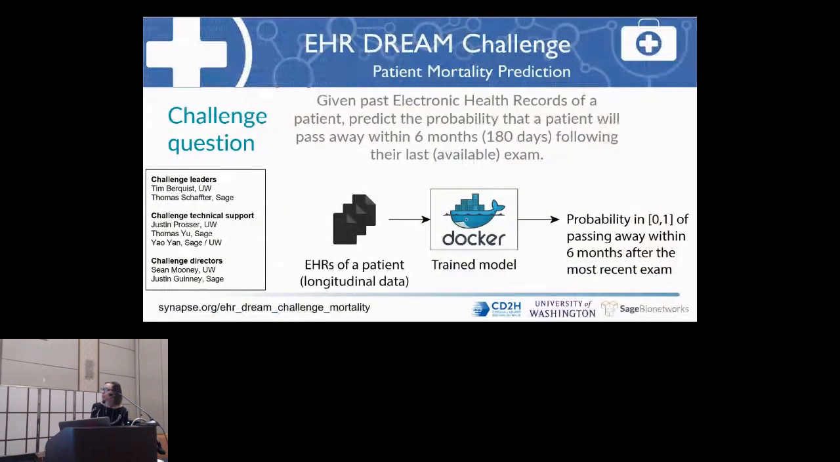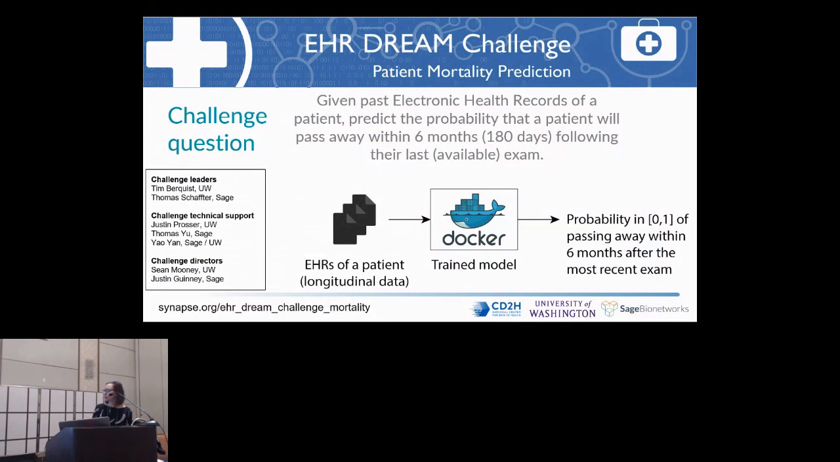All right, so a few DREAM challenges that were going. Some of these happened before COVID and before the N3C, and then I'm going to end on a few things that we have going on right now. So this was an EHR DREAM challenge that was led by Tim Berquist at UW and Tom Schaefer at Sage. This was before we had the N3C, and they used EHR data from one clinical institution. The question was, given past EHR records, predict the probability that the patient will pass away.